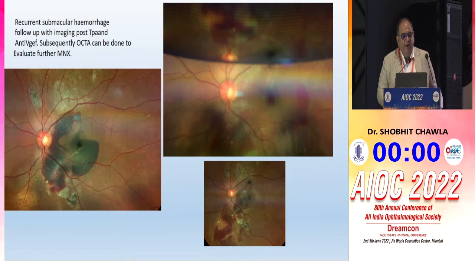Recurrent submacular hemorrhage, follow-up image with TPA and anti-VEGF, subsequently OCTA can be done to evaluate further management, and a wide field ICG.